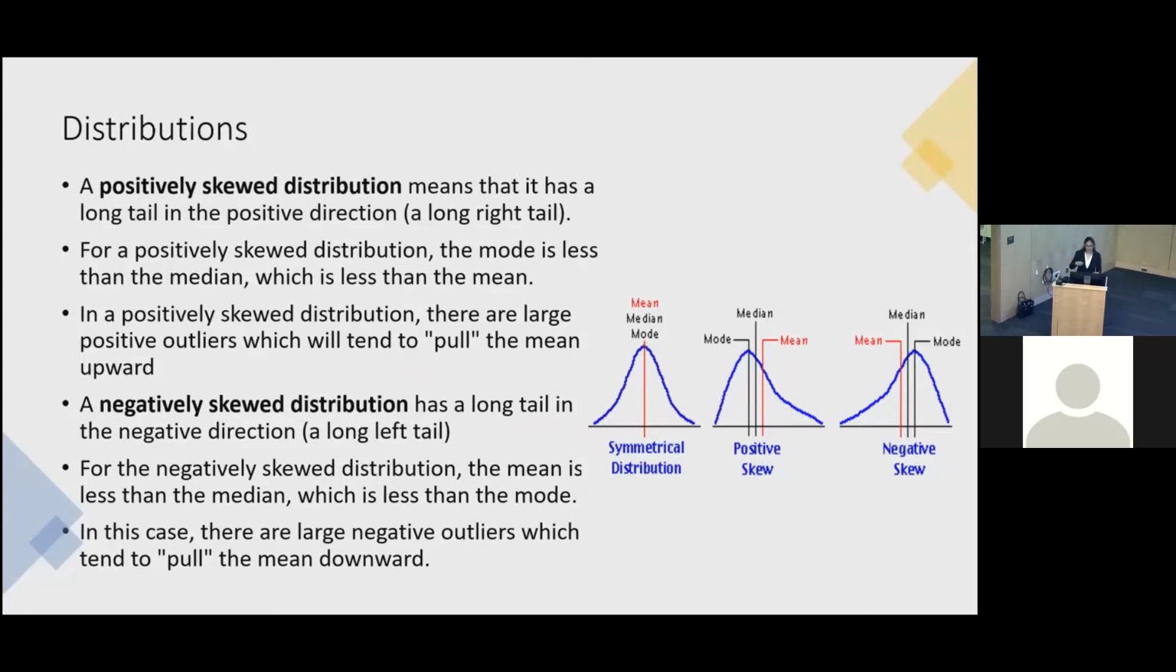pulled upward. While a negatively skewed distribution has a long tail in the negative direction, so a long left tail. For the negatively skewed distribution, the mean is less than the median, which is less than the mode. In this case, the large negative outliers tend to pull the mean downward, as in the pictures displayed over there.